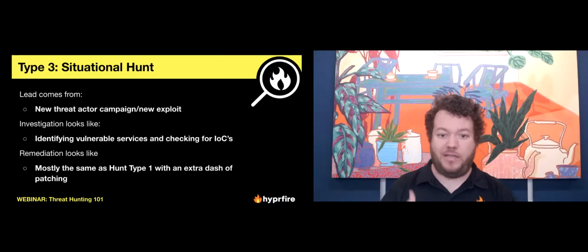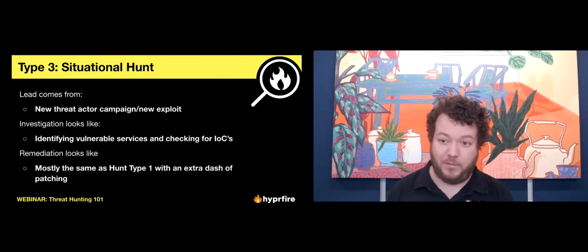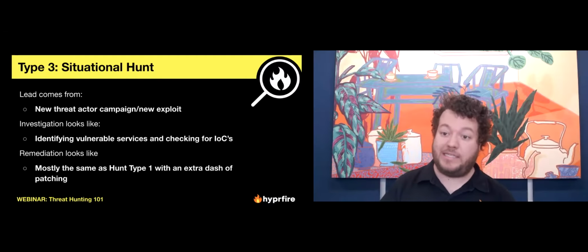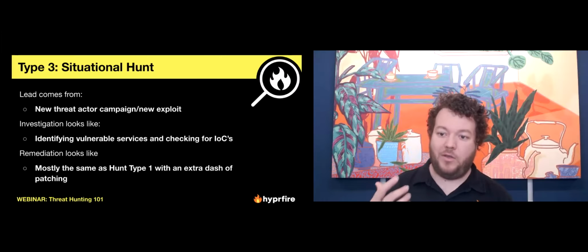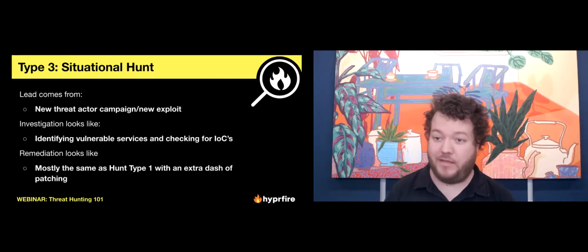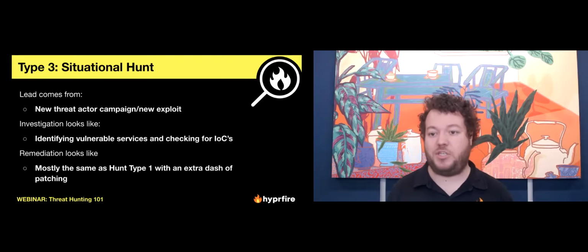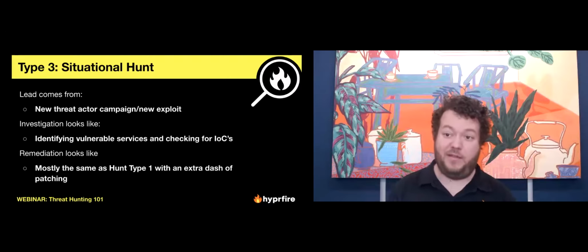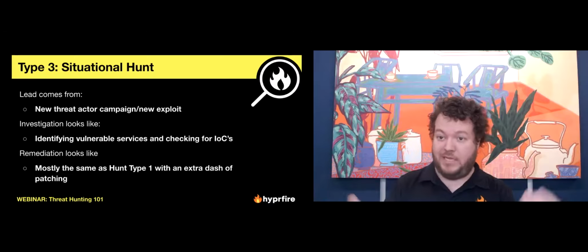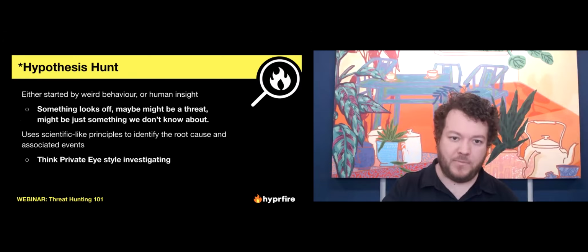So at that point, new intelligence reveals there's a new threat actor campaign or a new exploit available. So you go, okay, let's hunt in our environment and see if we are vulnerable to that. And if we are, let's see, okay, have we been impacted? What does that result in? And so this mostly looks like threat hunt type 1, the structured hunt, with the additional thing that if you've got an exploit and a patch is available, once you've identified that a thing is vulnerable, if it's not been hit, maybe you want to patch it.